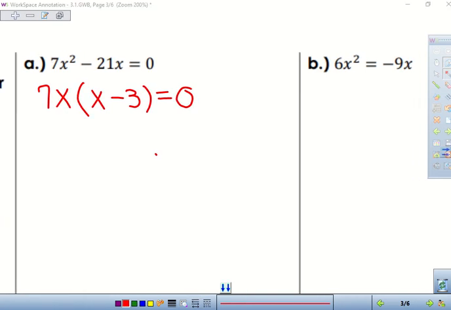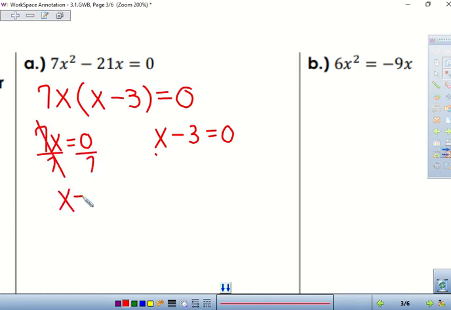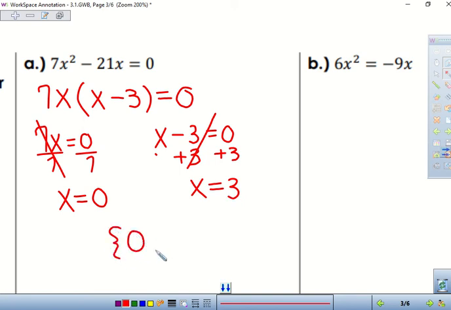So what you would then do from here is set each of these factors equal to 0, and then we're going to solve for x. Divide by 7 on both sides, we get x equals 0. Over here we're going to add 3 to both sides, and we get x equals 3. So your two solutions are going to be 0 and 3. That means if you plugged in 0 or 3 for x, you're going to get a true statement. Any questions about that?